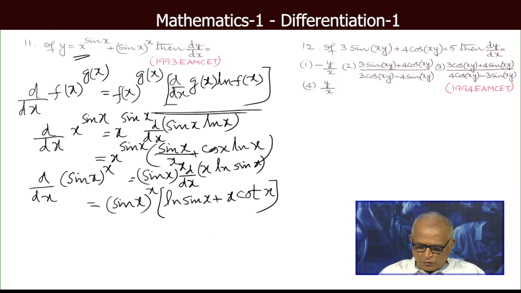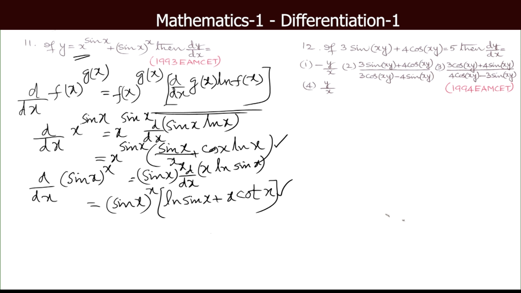And the sum of these two is dy dx, because y is the sum of x power sin x and sin x whole power x, dy dx is the sum of the derivatives of x power sin x and sin x whole power x. I have calculated the derivatives of the two terms separately, and when you add up these two, you get the required derivative of a given function y with respect to x. Okay. Then coming to the question number 12, if 3 times sin xy plus 4 times cos xy equal to 5, then what is dy dx?